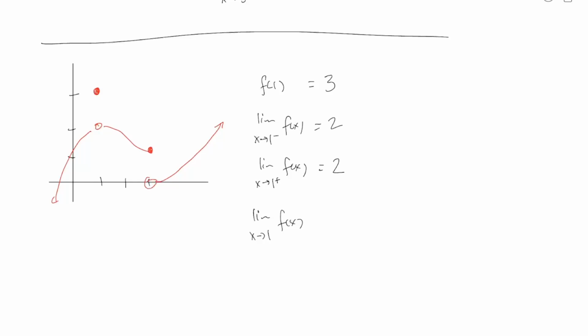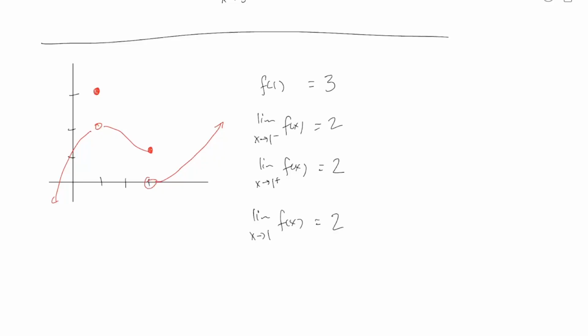And then what about the limit overall? If the two sides are both going to the same place, then that's where the function is going. And so this limit is 2. The curve as a whole does indeed approach 2 when x is 1.